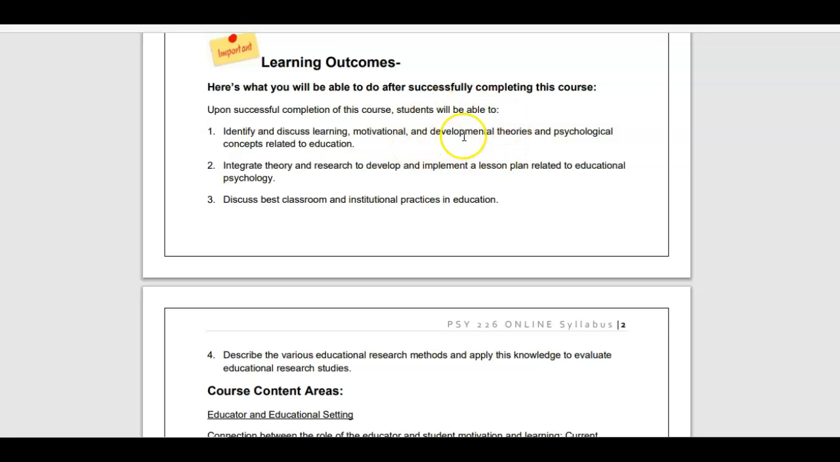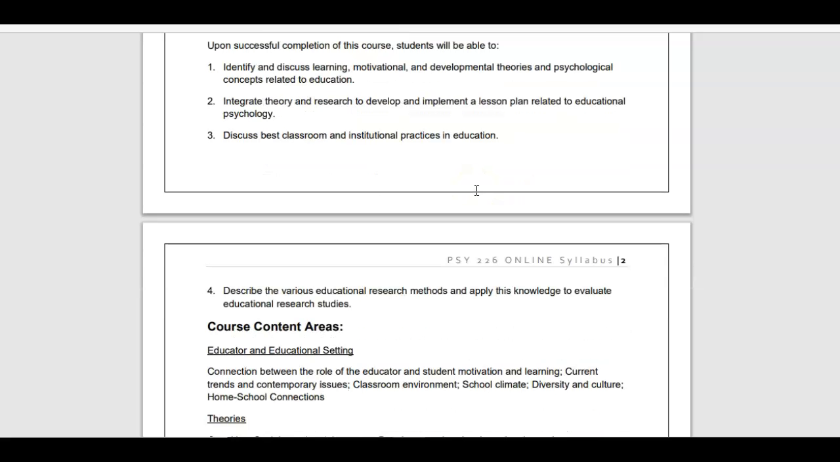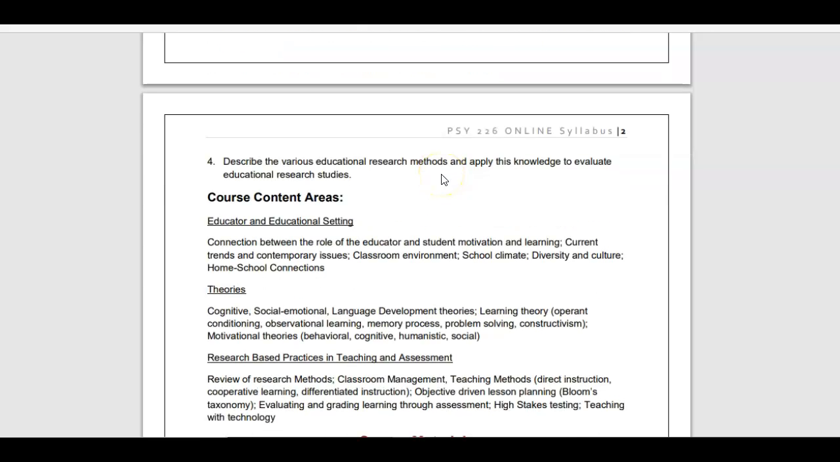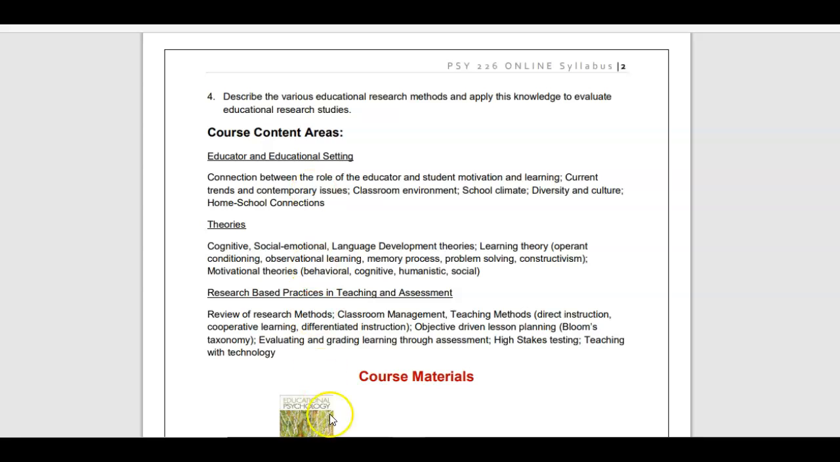So as you can see in learning objective number 1, we're going to be discussing all types of theories that are related to education. We're going to be looking at research, and you're going to be researching an educational psychology topic that's going to help you to form a group lesson plan and eventually a teaching demonstration. You're going to be learning about best practices in education, and then again also about various research methods that we use to obtain the theories that you're going to be learning about in this course. Now, this is the major course content right here.